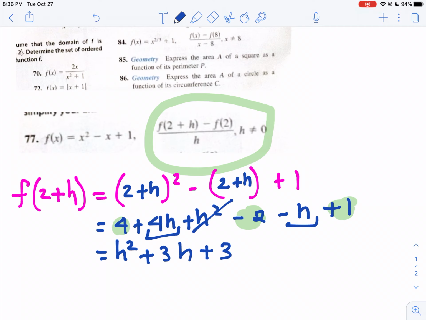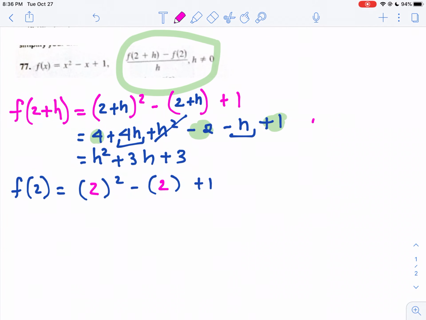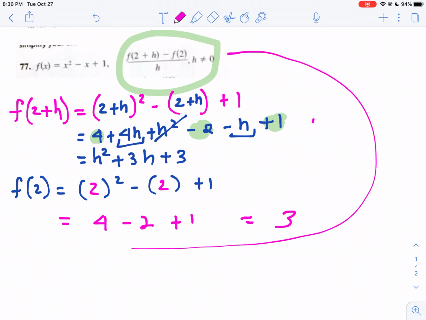So we do the same thing. Instead of x, just plug in a 2 and evaluate that. I need a 2 in here and a 2 in there. And then that's 4 minus 2 plus 1, which is equal to 4 minus 2 is 2, and then plus 1 is a 3. All right, so now what we are going to do is write that down.